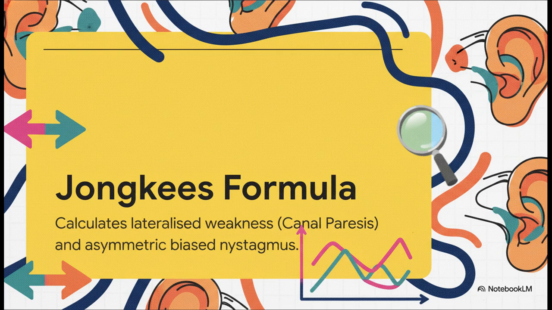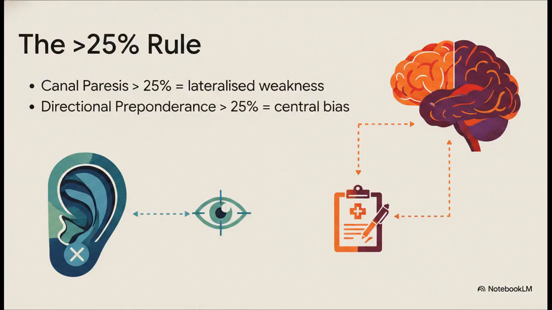But what do these numbers actually tell us about the patient sitting in front of us? Well, this is where the greater than 25% rule comes into play. If that canal paresis hits over 25%, you're looking at significant lateralized lateral canal weakness. Think of your classic unilateral hypofunction, like a right superior division vestibular neuritis, for example.